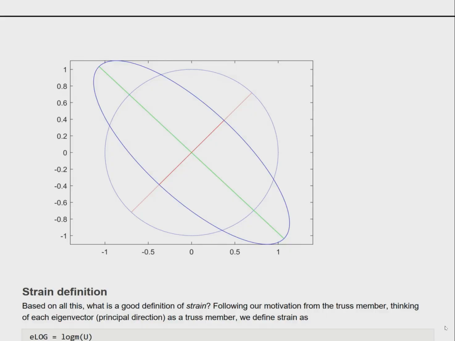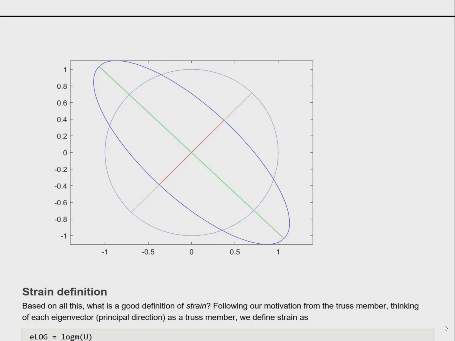So far, we've seen that the deformation gradient can be decomposed into a rotation and a stretch. And we saw that the eigenvalues of the stretch are positive, and we can think of the action of the stretch as taking a circle, changing it into an ellipse, while preserving the directions of two special lines called the eigenvectors. Now, these two special lines almost look like truss members. So what can we define as strain?